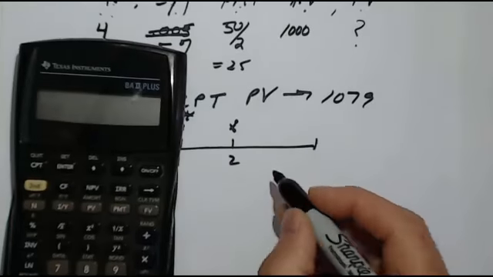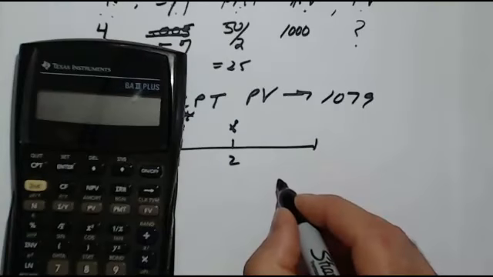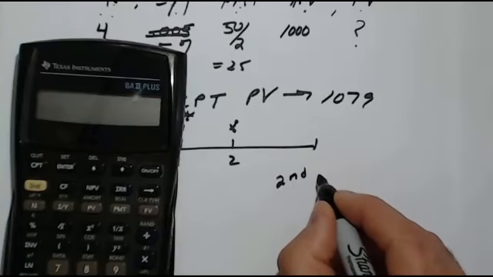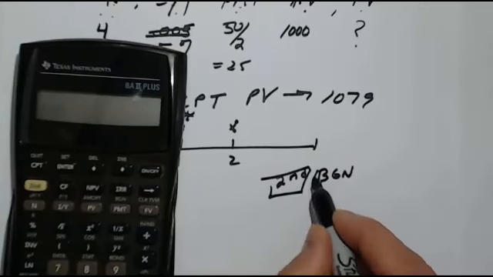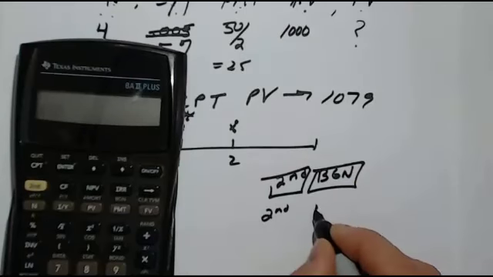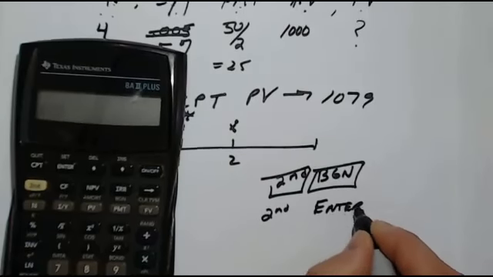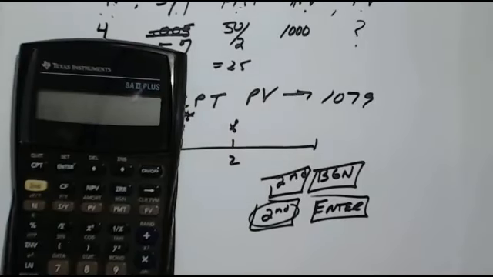So I'll say it again. If you want to flip between an ending annuity and a beginning annuity, you need to hit second, BGN button, so the second, and then the BGN, and then hit second again and hit enter. So you need to do that to get back and forth between beginning and ending annuities.